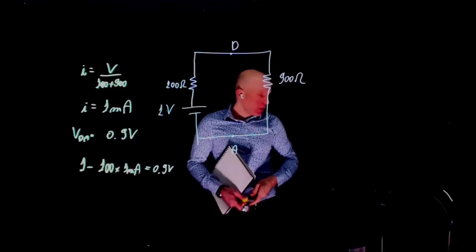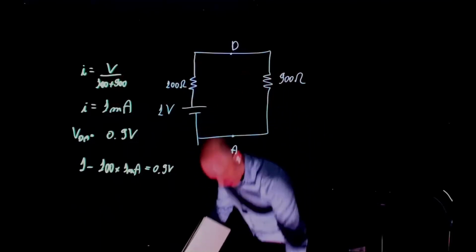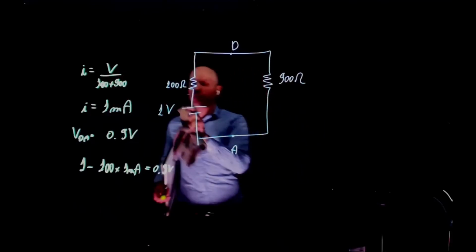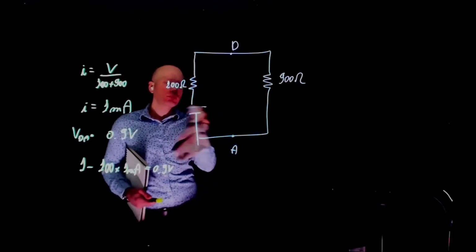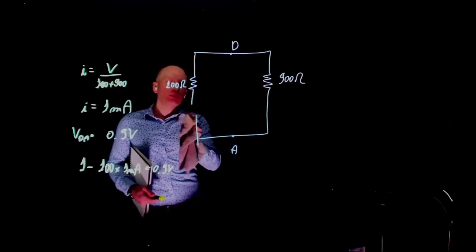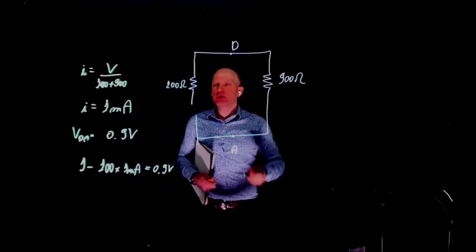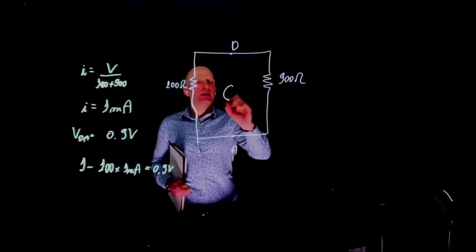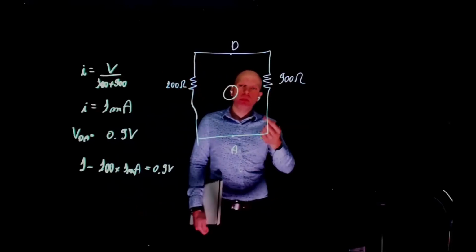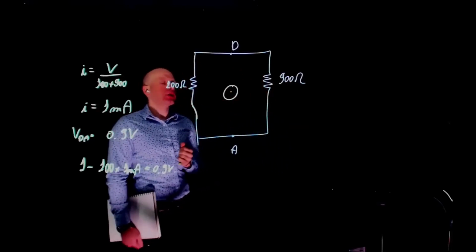Now let's do something different. Let's take this battery away. Let's remove the battery. And let's replace the battery with something a bit more interesting. Let's get rid of the battery and let's make a magnetic field pass through this circuit.